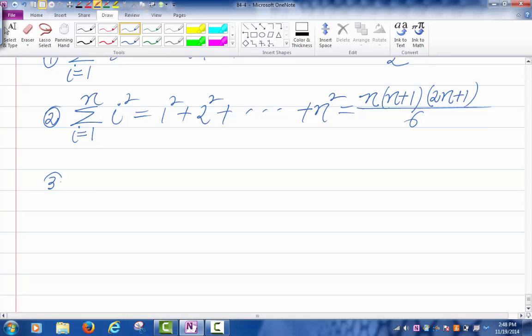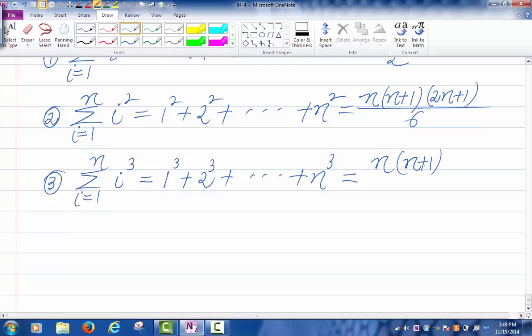And number 3, if I have the sum i going from 1 up till n of i cubed, that's 1 cubed plus 2 cubed plus dot dot dot plus n cubed. And the formula for this sum is that it is the same as n times n plus 1 divided by 2, and then you have to square that. Is everybody okay with that? Alright, so next time we're going to use these formulas and go over some exercises, okay?